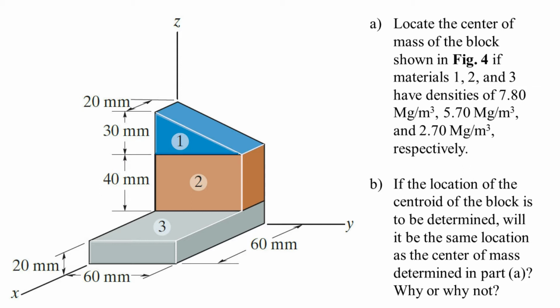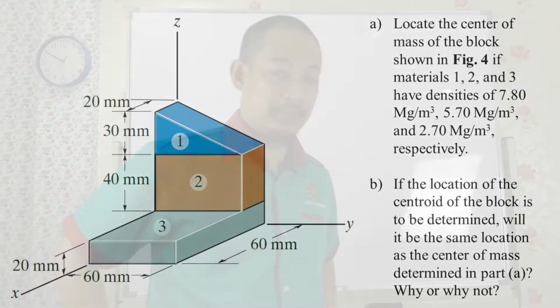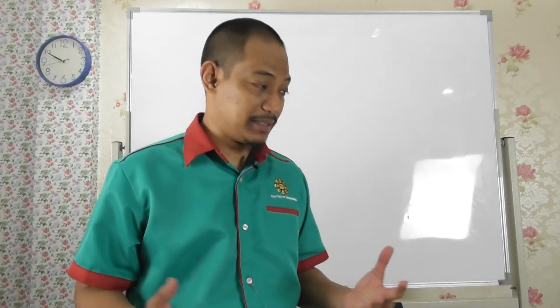So in this question, not only is the shape different, the density is different as well for all the shapes. And then part B, if the location of the centroid of the block is to be determined, will it be the same location as the center of mass determined in part A? Why or why not?